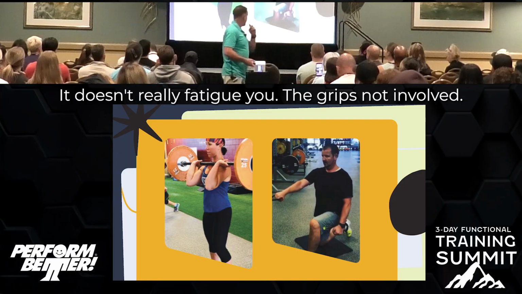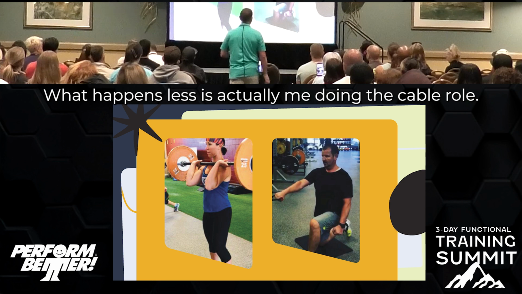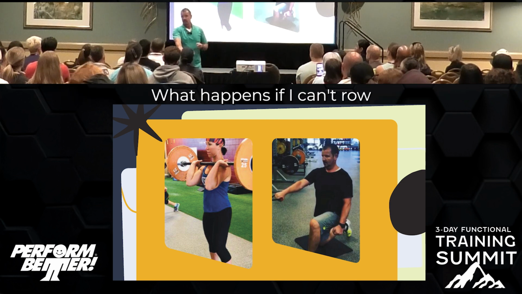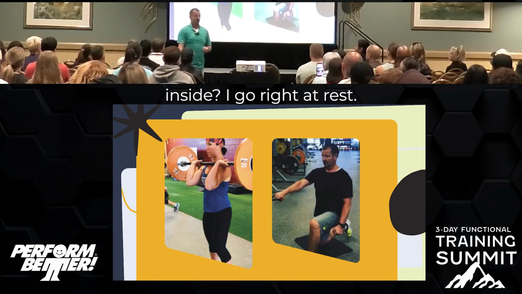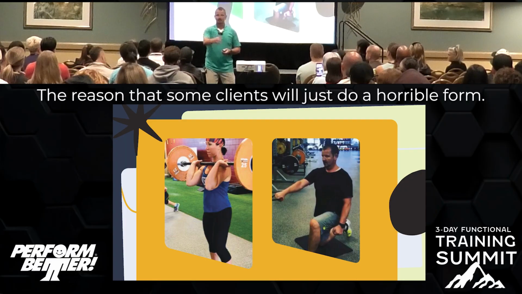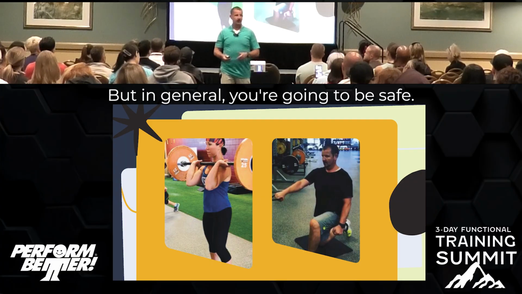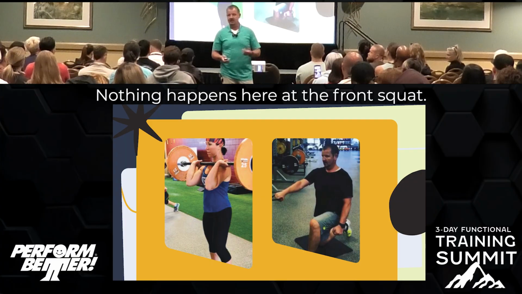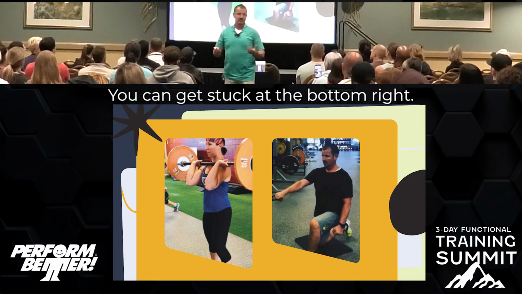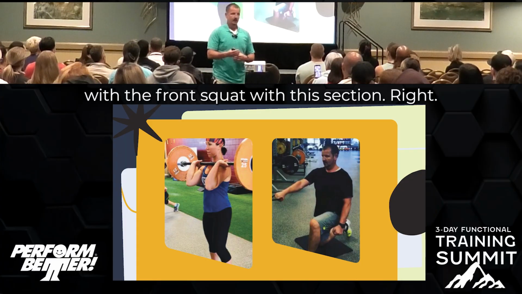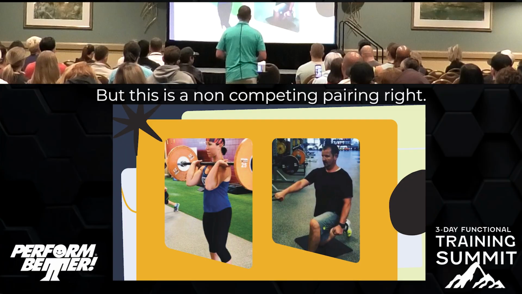The grip's not involved. Where would I be? This is actually me doing the cable row. What happens if I can't row? Just let it go, right? Some clients will do horrible form, so you've got to check in with that. But in general, you're going to be safe. Nothing happens there. At the front squat, you can get stuck at the bottom, so that's where you'd be with the front squat. But this is a non-competing pairing.